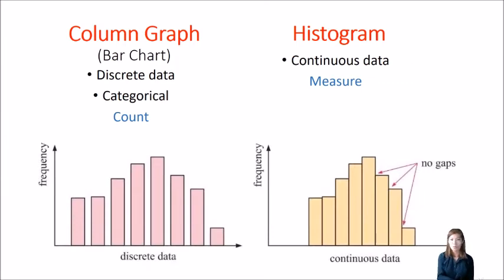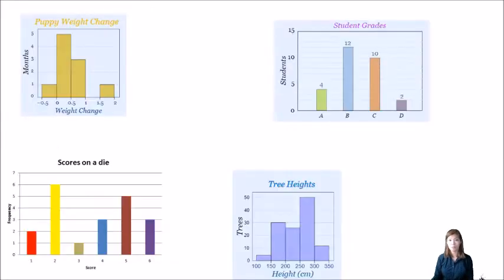A good way to remember it, and distinguish between the two, is looking at the gaps. The histogram is continuous data, so it has no gaps, whereas the column graph has gaps. A tip to remembering which one is which is looking at the title. Histogram is one word, it's continuous, whereas column graph has a gap in the name. Even bar chart has a gap, so that's very handy for us to remember it.